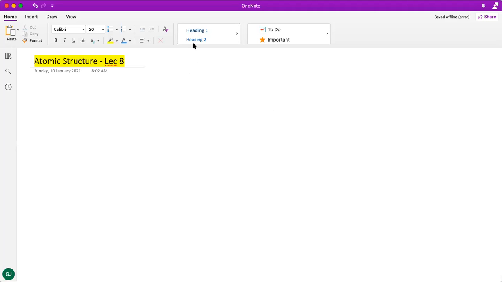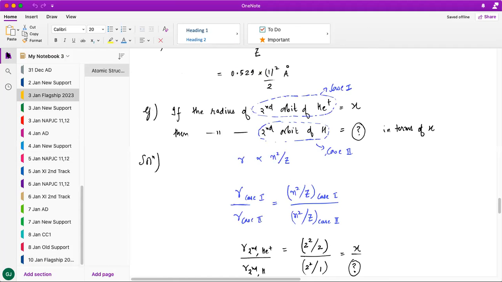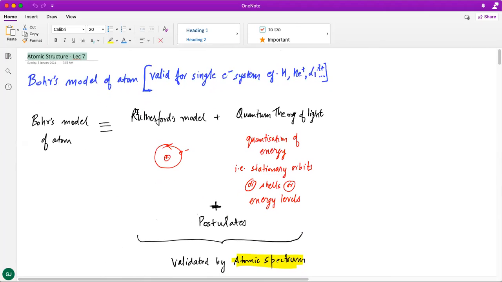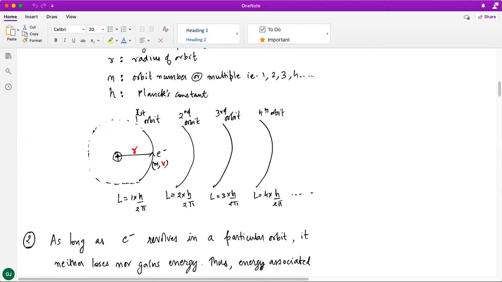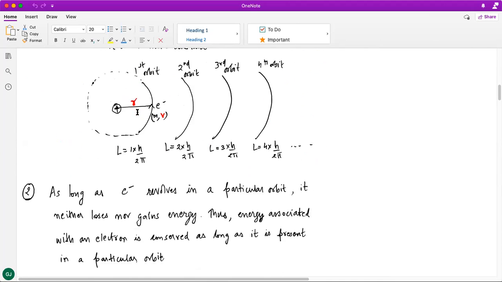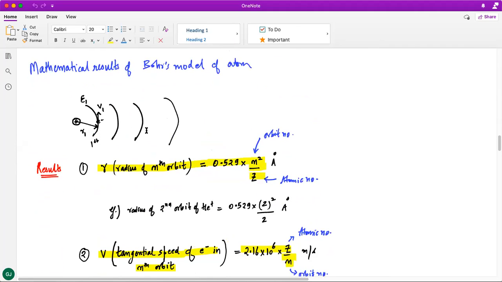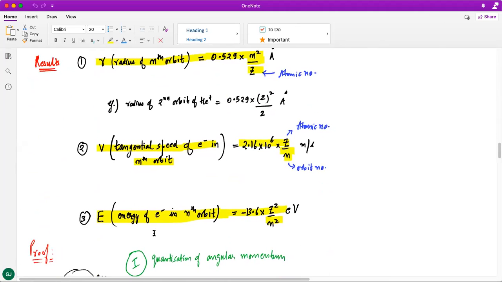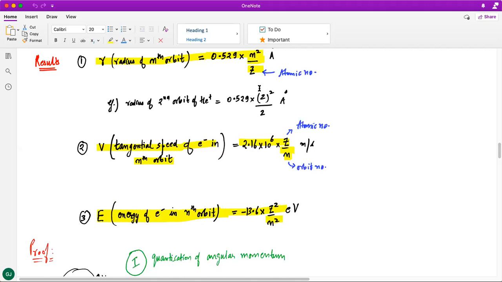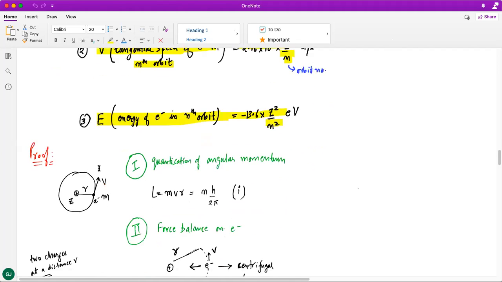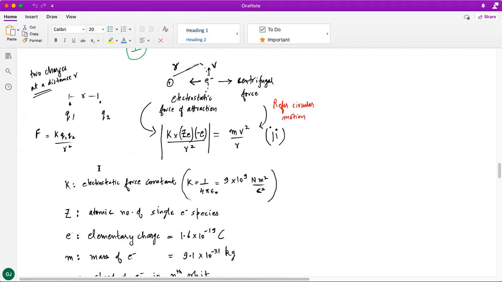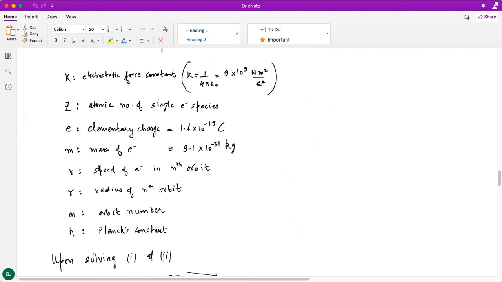All right, so as a quick recap, let's look through what we did in the last class. I had started the Bohr's model of atom with you, started with its postulates, and then we spoke about the mathematical results: radius, speed, and energy of the electron in the nth orbit. These were the three important results, and we were able to derive the first two regarding the radius and the speed.